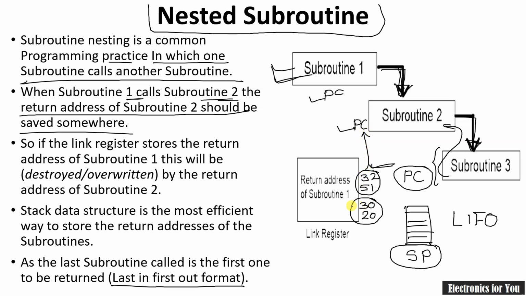Similarly, 2030 is the address for subroutine 1, and first this address is accessed, and later on this address will be accessed, that is 5132 will be accessed first, and 2030 will be accessed later in the sequence, that is in the case of the stack pointer.